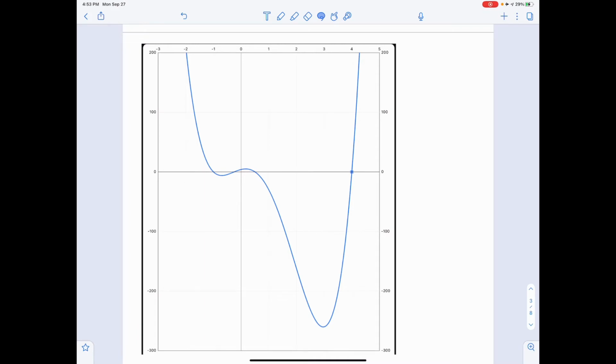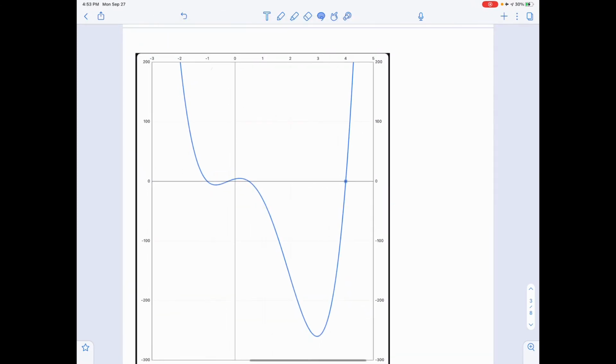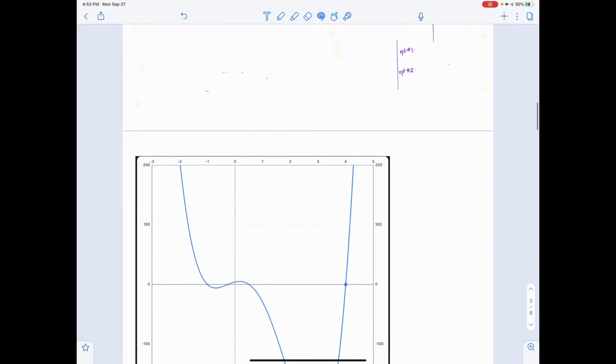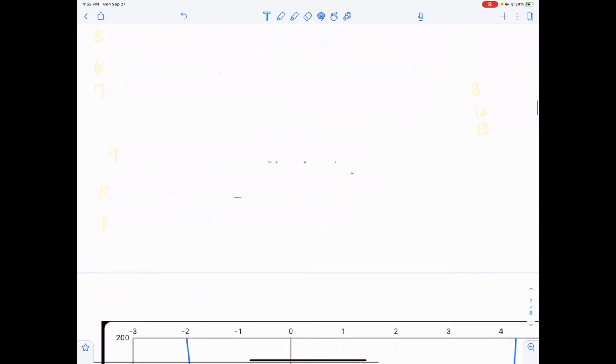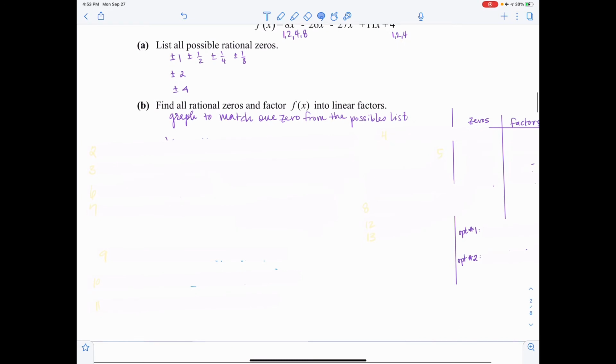And as I look at my graph, I see a couple of my possibles that could work. So you'll notice that this right here is an x value of -1. Okay, so it's an x value of -1. So that's actually the first one out of my possibles list that I think might work. It's just a guess because I'm looking at the graph and I think it looks like it goes through. I think it looks like it's an x-intercept.